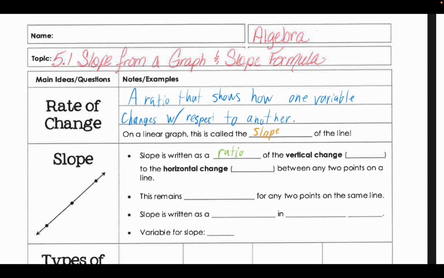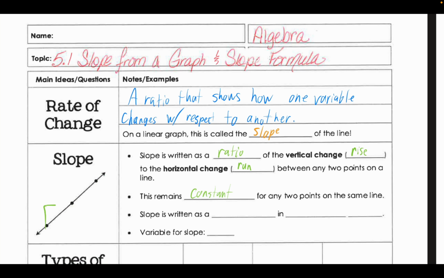It can also be thought of as the vertical change, aka the rise, to the horizontal change, the run, so a ratio of the vertical change to the horizontal change, a comparison of those two between any 2 points on a line. So for example, we see 3 different points, and you could compare any 2 points and say how much does it go up, rise, versus going over, running. Or we could even go from the first to the third. This remains constant for any 2 points on the same line.